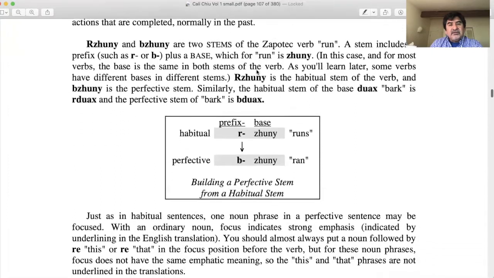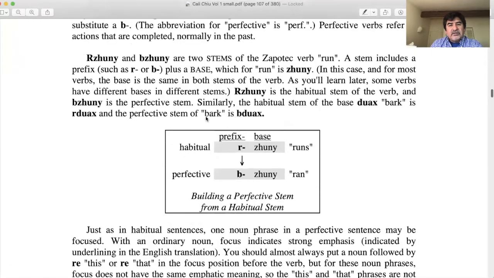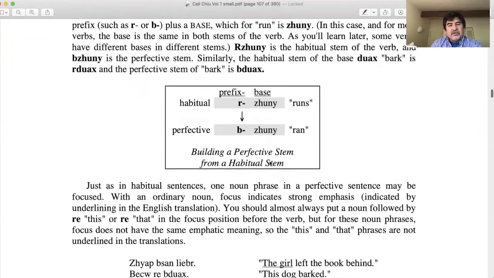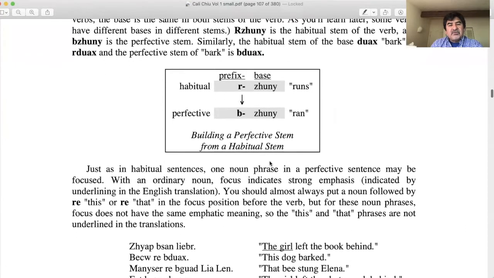So here is the way that you do that. It's the habitual, with the R and then the base. So this is the prefix, the base, and the translation in English, runs. Again, ran, run. So this is how you build the perfective stem from the habitual stem.